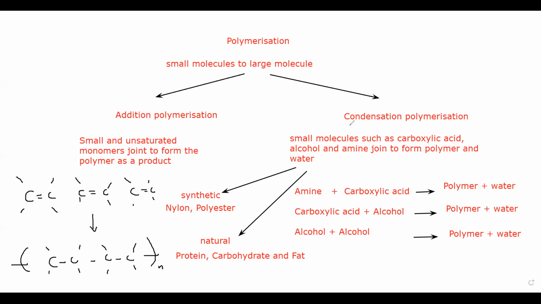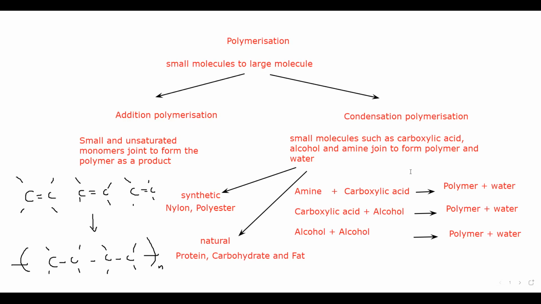But what is the meaning of condensation polymerization? It happens when a polymer plus a water molecule is given off, and it can happen when amine reacts with carboxylic acid, carboxylic acid reacts with alcohol, and alcohol reacts with another alcohol. What about alcohol and amine? Why did I not write the other combination? Alcohol and amine do not react, so if they don't react, they cannot form a polymer. The reactions are only possible when amine with carboxylic acid, carboxylic acid with alcohol, and alcohol with alcohol. Other reactions are not possible.